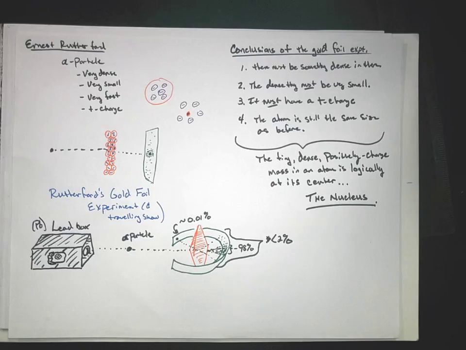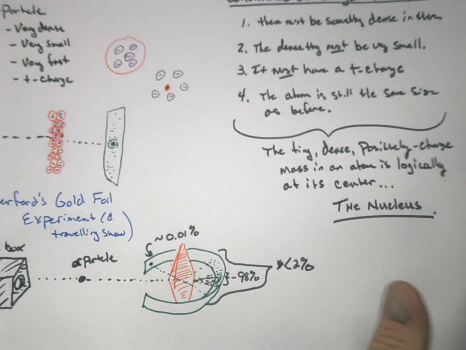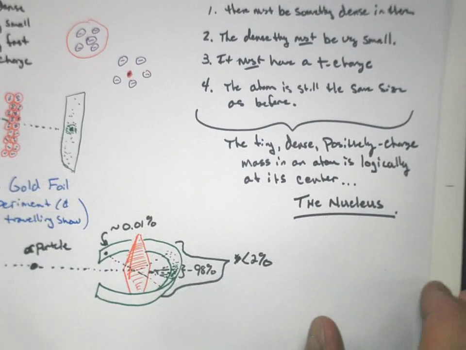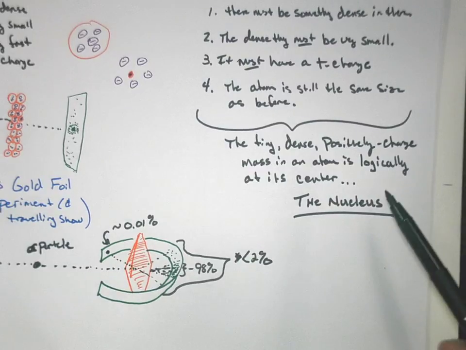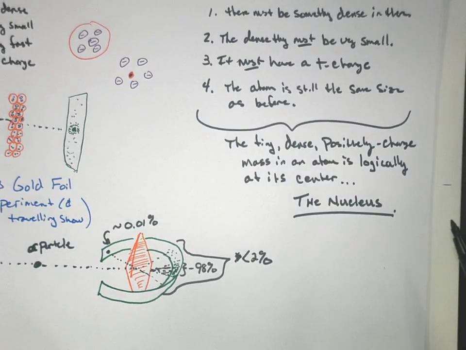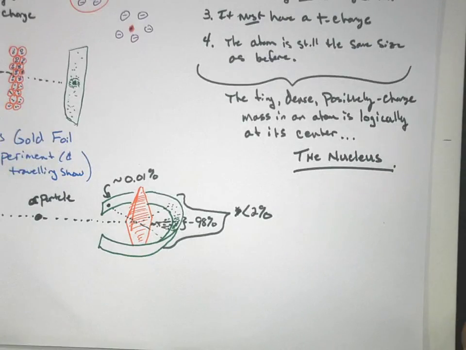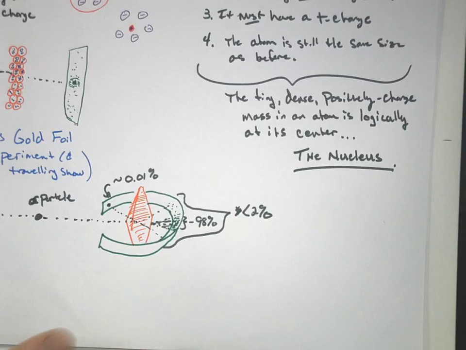That is the importance of this particular experiment. The tiny, dense, positively charged mass in an atom is logically at its center, and it's called the nucleus. He called it the nucleus, similar to how cells have nuclei. That was the center of the cell, so we call the center of the atom the nucleus of the atom. And so now we have the Rutherford model of the atom.